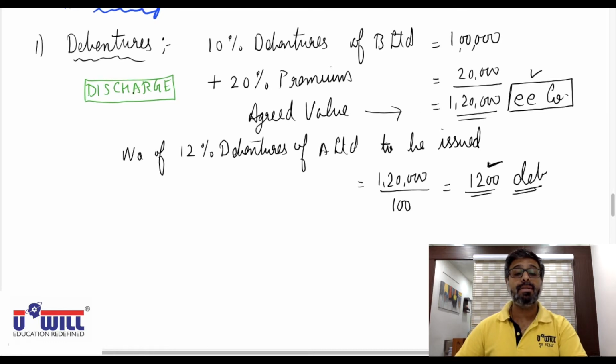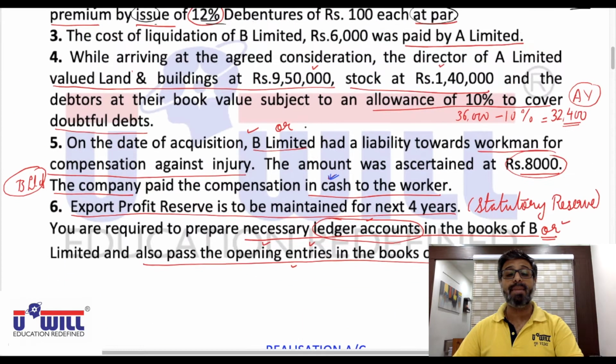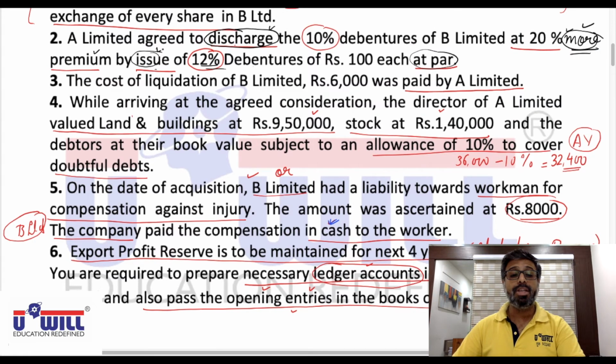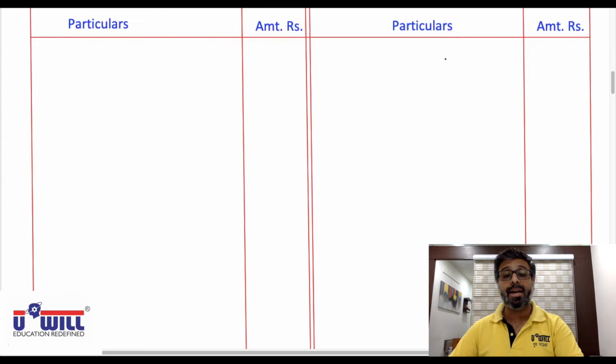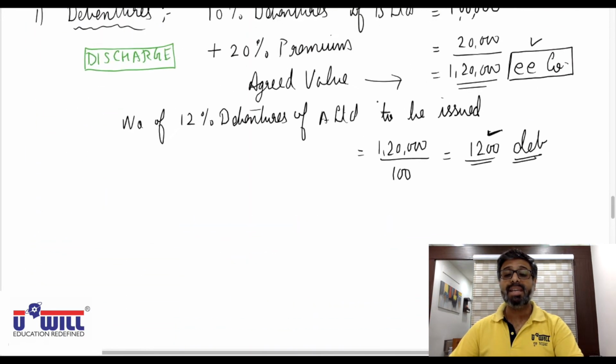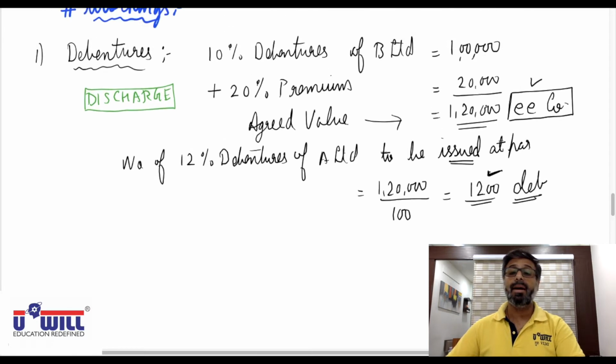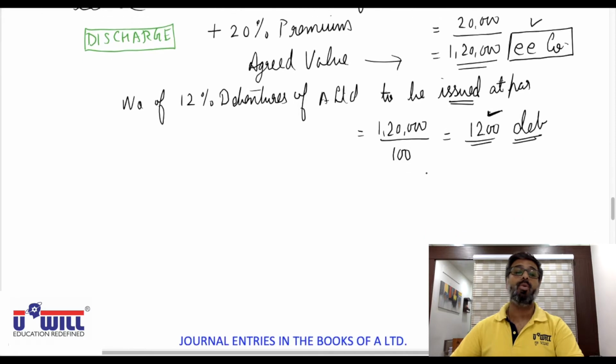Discharge means you will add the premium or minus the discount. And the issue of debentures is done at par. Issue at par means 100 rupees. If the issue is done at par, then how many debentures will be issued to settle this 1,20,000? 1,20,000 divided by 100, as they are issued at par. So 1200 debentures in the new company will be given against 1000 debentures of the old company.